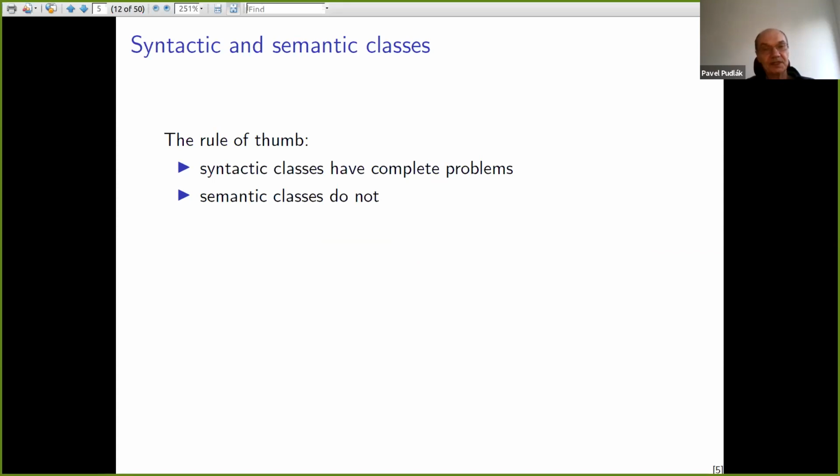What I'm going to present can be presented as syntactic classes versus semantic classes. Syntactic classes do have complete problems, while semantic classes usually do not. We usually are not able to prove that there is no complete problem, but we can argue that there are some good reasons to believe that there are no complete problems. And what I'm going to talk about is three conjectures, or several conjectures, saying that there are no complete problems in certain classes.